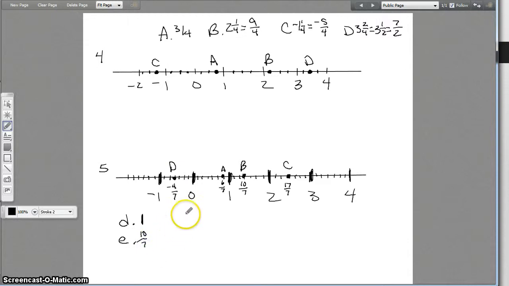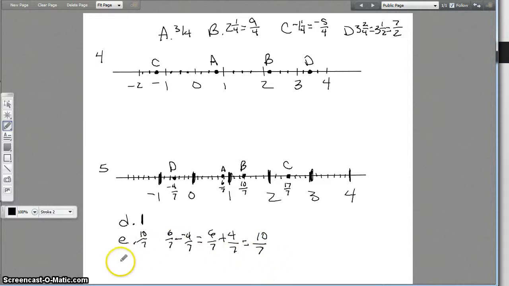The other way that you can find this is to take your larger coordinate, 6 sevenths, and subtract the smaller coordinate, which is -4 sevenths. Remember that when you subtract a negative, that's the same thing as adding. So this is 6 sevenths plus 4 sevenths, and that is 10 sevenths.